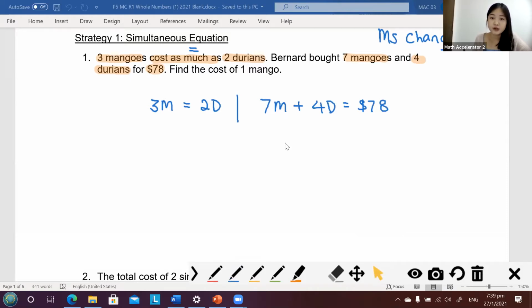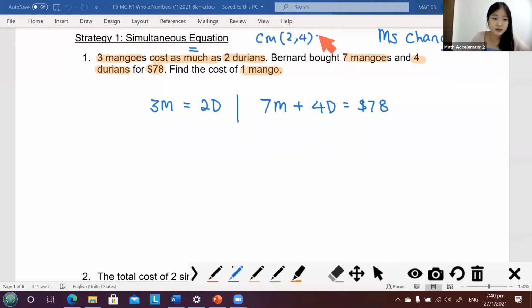Alright, so we have our equations here. Now we have to compare, right? You want the cost of 1 mango, so you would want to remove the other item, which is the durians. Let's look at our durians here. You have 2 durians and 4 durians. So common multiple of 2 and 4.